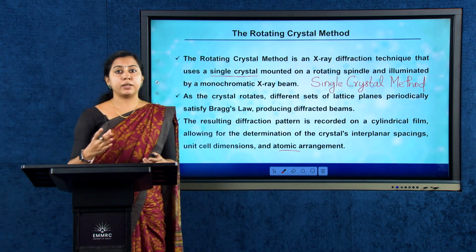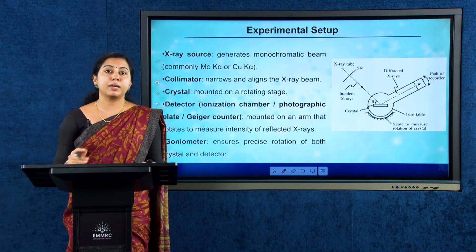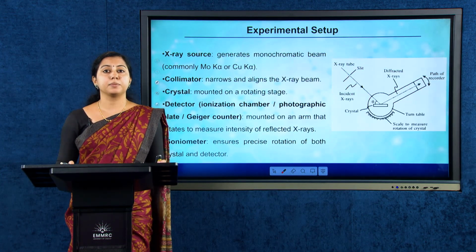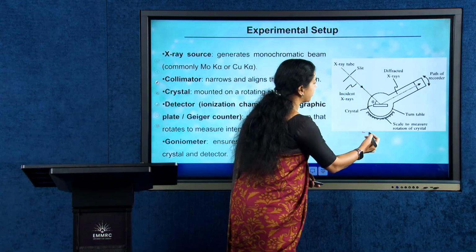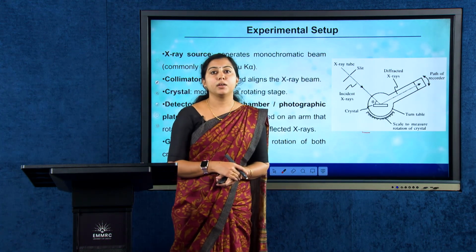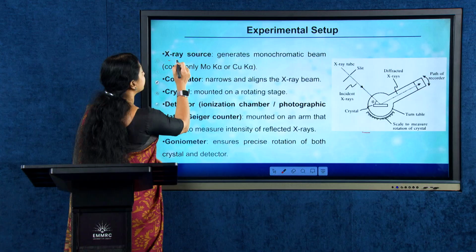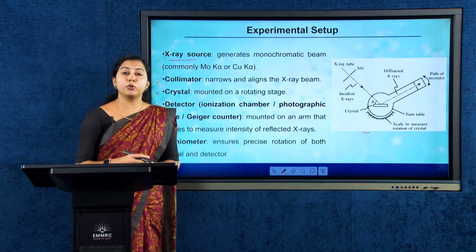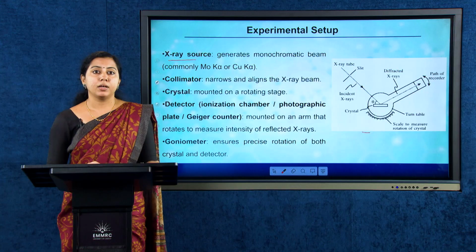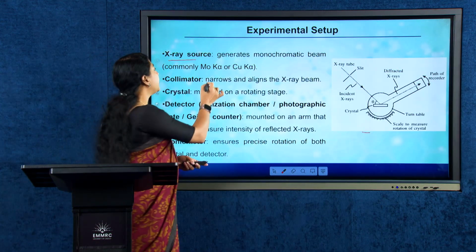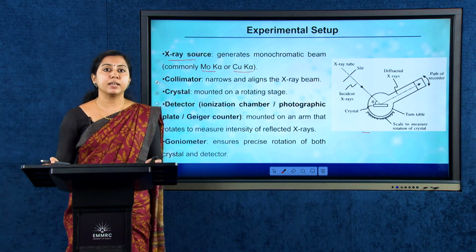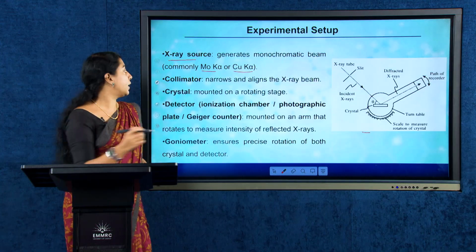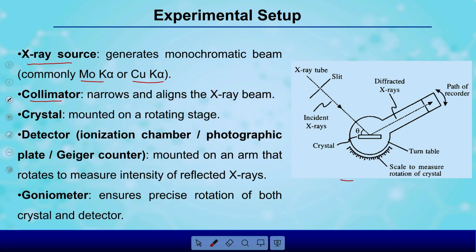Okay. So, now let us move on to the experimental part of the rotating crystal method. The figure on the screen shows the experimental setup of the rotating crystal method. We have an X-ray source that can generate a monochromatic beam of X-rays, and generally molybdenum K alpha radiations or copper K alpha radiations are used as X-ray source. And then we have a collimator or a slit that narrows and aligns the X-ray beam.